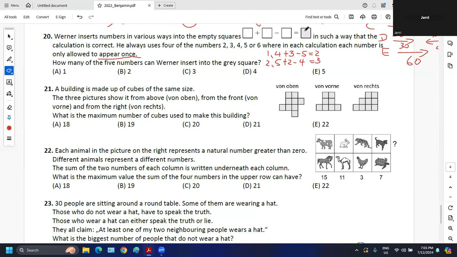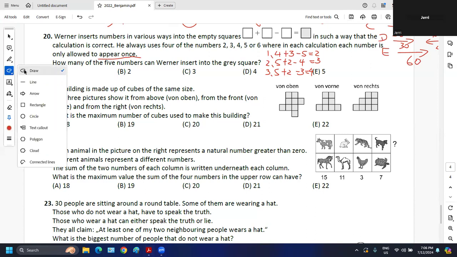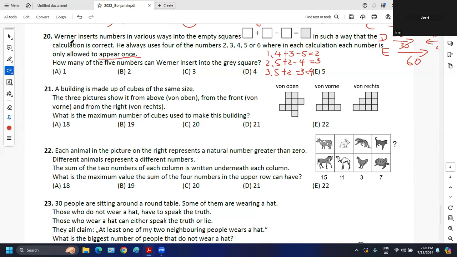Now 4. It could be 5 plus 2 minus 3 is 4. So right now, we can say that A and B are wrong, because there's 1 and 2, and we already can fit in 3.